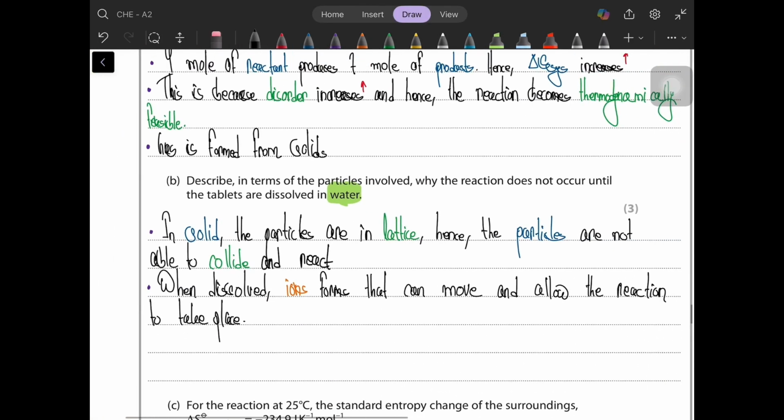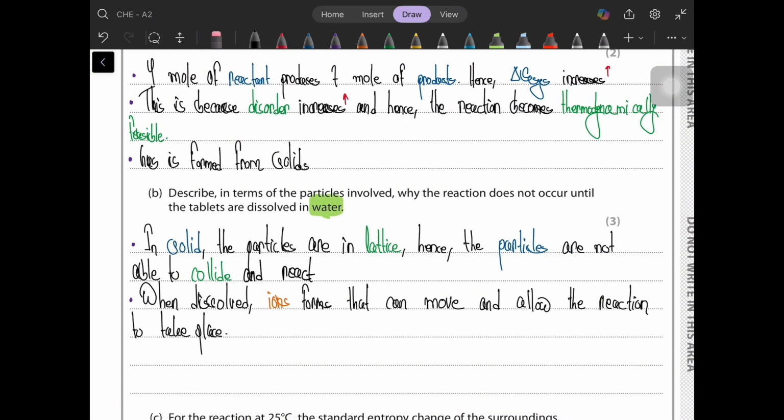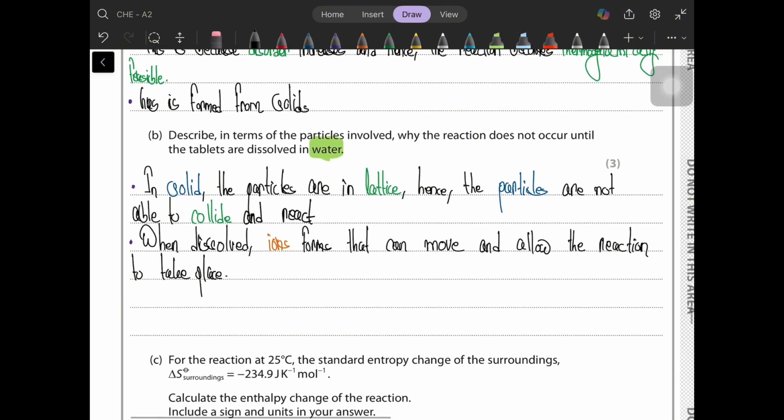This is what I have written. In solids, the particles are in a lattice, hence particles are not able to collide and react, right? When dissolved, ions form that can move and allow the reaction to take place, all right?